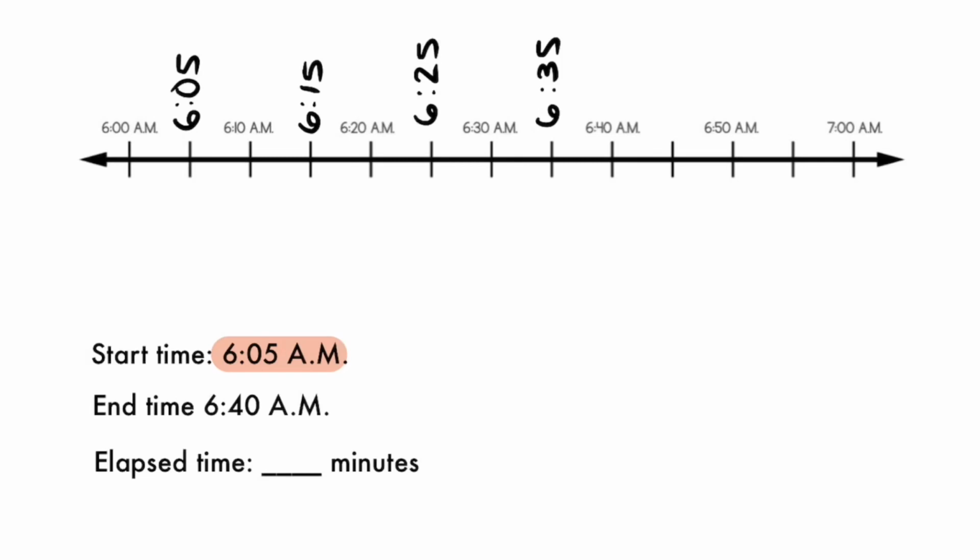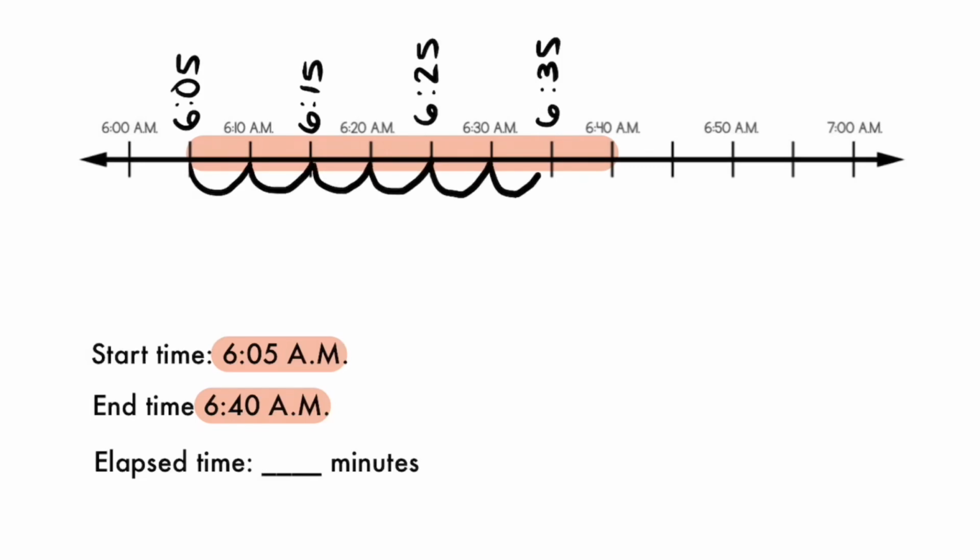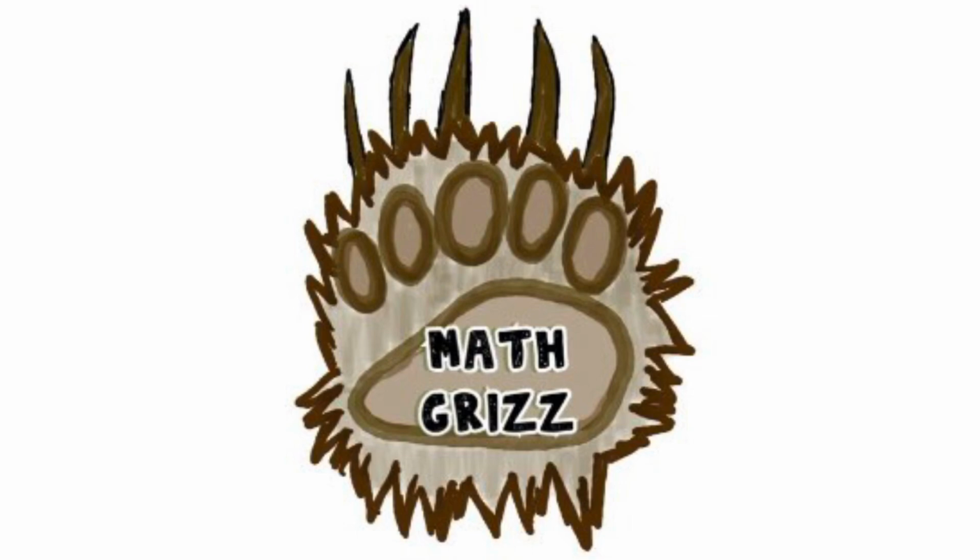Let's look at our end time, 6:40 a.m. Let's start at 6:05 and go all the way to 6:40 and stop. Remember, we have to count by fives. 5, 10, 15, 20, 25, 30, 35. Each time we counted by fives. Now we know that 35 minutes elapsed between 6:05 and 6:40 a.m.